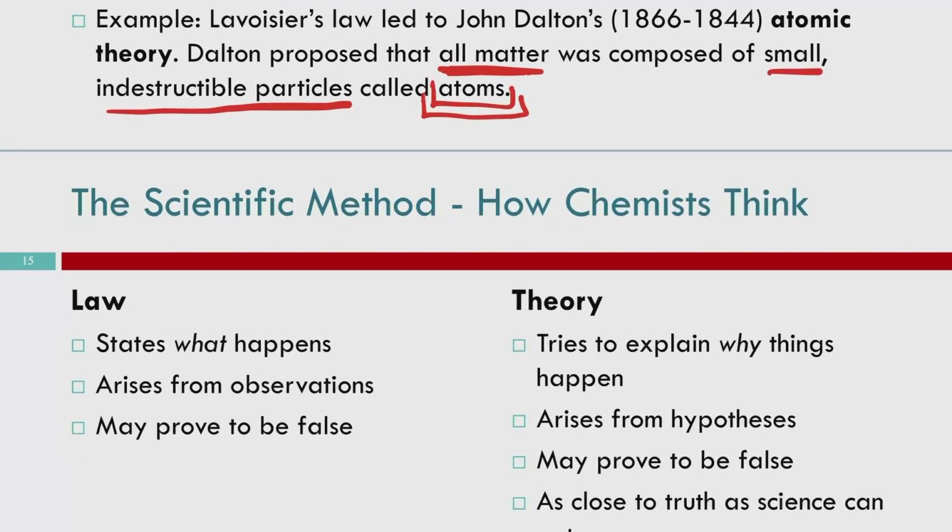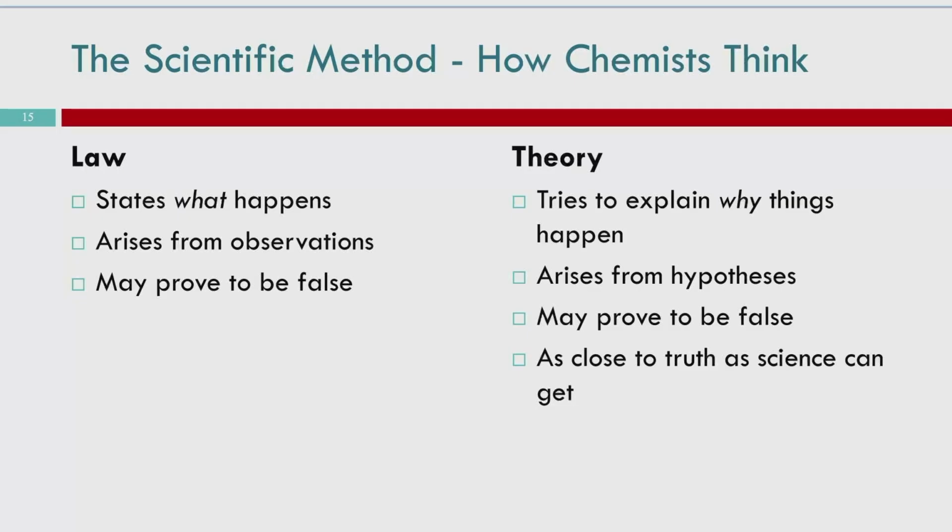So comparing our law and our theory, again, the big difference is that a law states what happens, and our theory tries to explain why things happen. They can both arise from observations and hypotheses. They can also both be proven false, but a theory is a little bit better because of that why part.